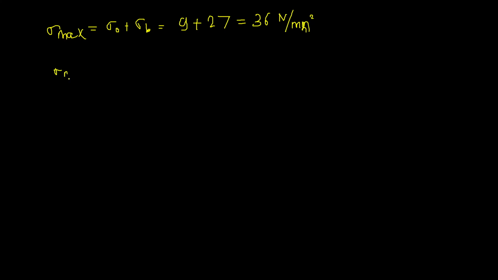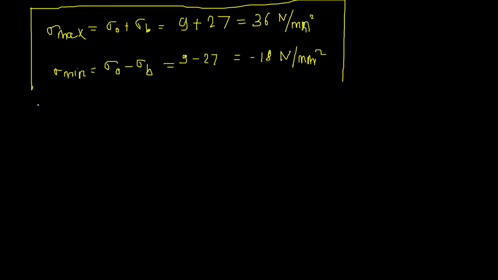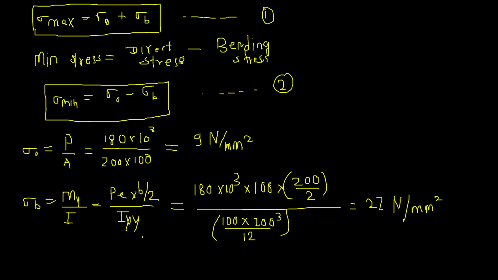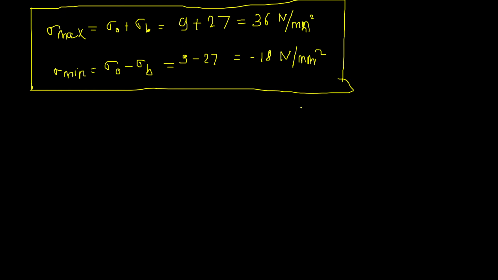Similarly, sigma minimum is equal to sigma naught minus sigma b. Sigma naught is 9, sigma b is 27. 9 minus 27 is minus 18, so this is minus 18 newton per mm square. This is the final answer for this question. So given, to find, then writing the formulas, substitute the formulas and get the final answer.